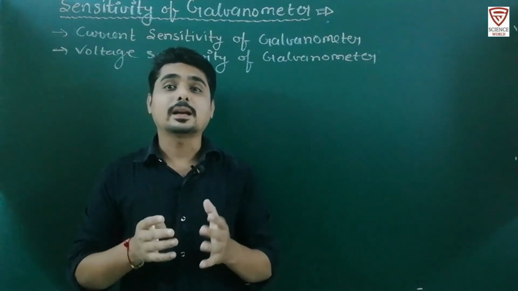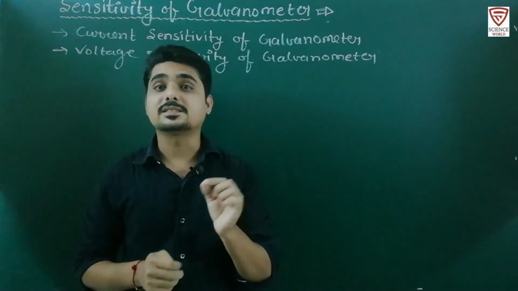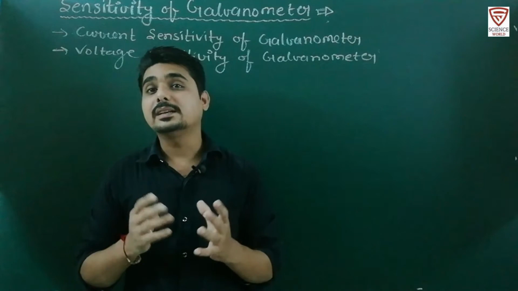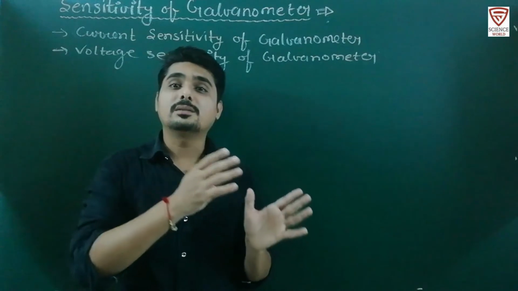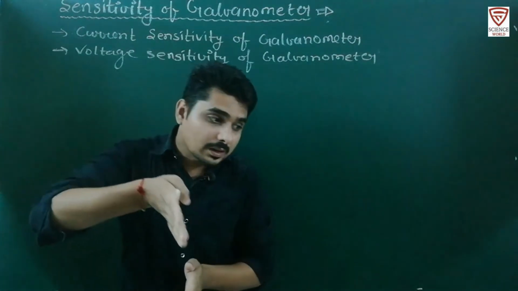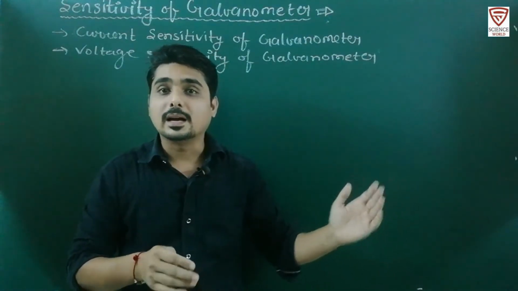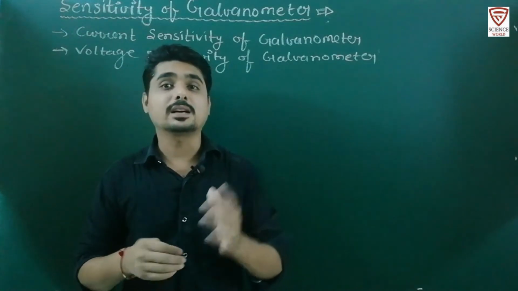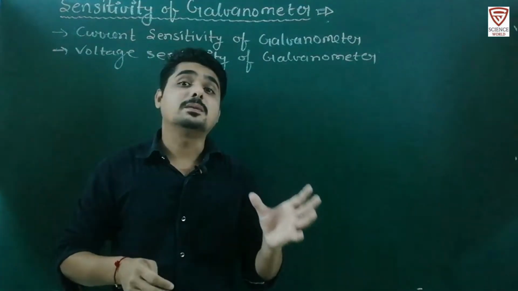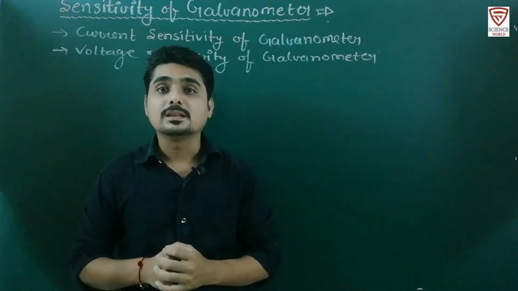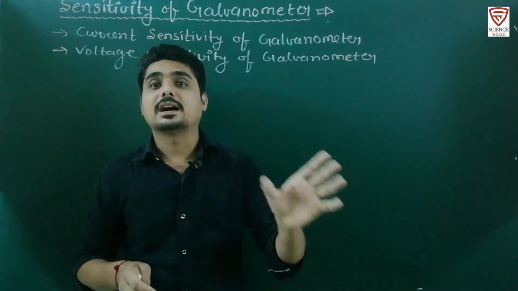Before starting sensitivity of galvanometer, first we will understand the meaning of the term sensitivity. To understand sensitivity, I will take two examples. In the first example, suppose you have a chair which has wheels on it and you are pushing it. When you apply force on the chair, it starts to move. In the other example, consider you have a car. Now you are pushing this car with the same force, but this time the car will be a little bit difficult to move. So we can say that this chair is more sensitive than the car.